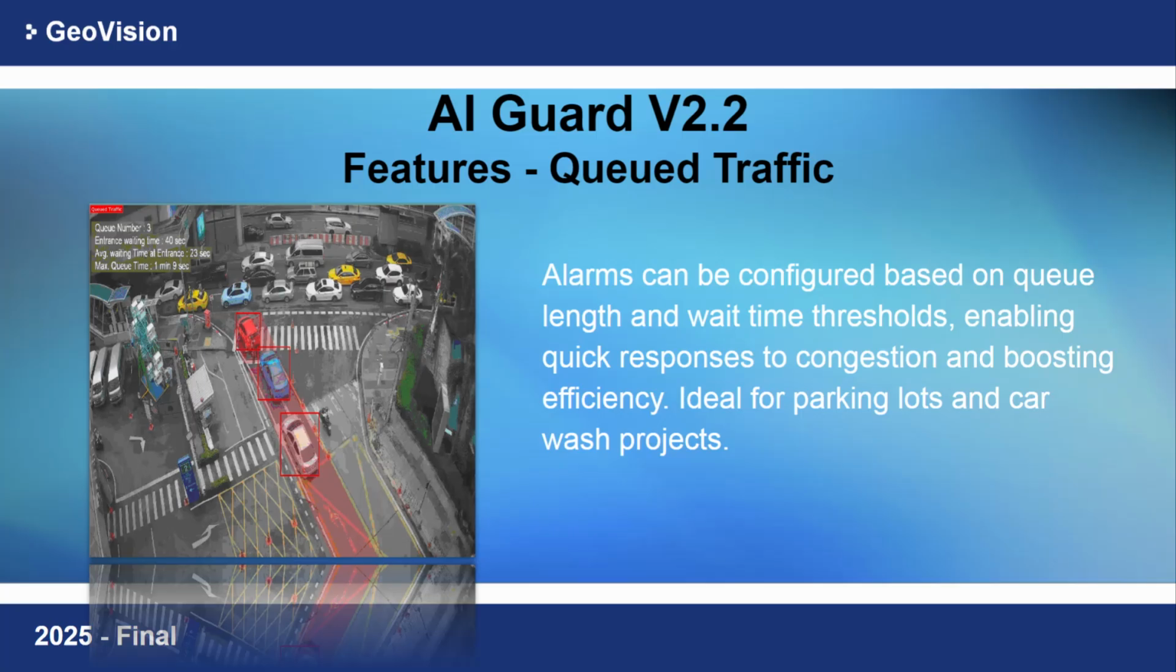Queued traffic tracks the wait time and number of vehicles in queue. Users can configure alarms to trigger based on predefined wait time and queue length thresholds, ensuring timely responses to congestion and improving overall efficiency. This feature is also suitable for parking lots/car wash projects.